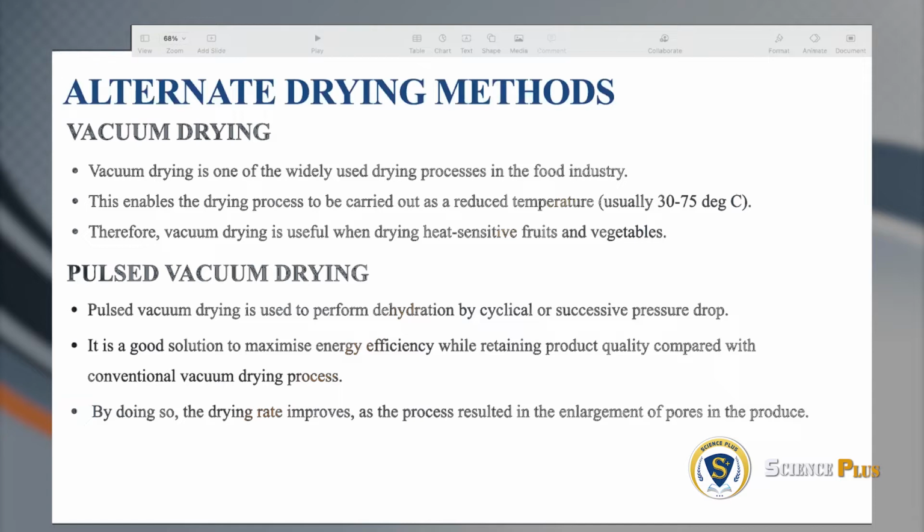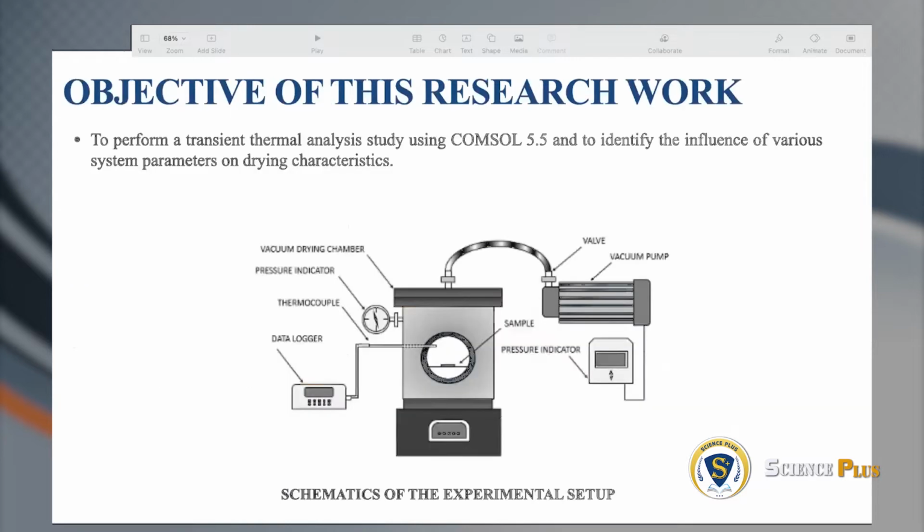Pulsed vacuum drying is a modified form of vacuum drying where the dehydration is achieved by cyclical pressure drops, which maximizes the energy efficiency of the overall process, and it also retains the food quality. This novel process gives an obvious improvement in drying rates in comparison to the continuous vacuum drying process. This slide shows the objective that we initially set for this part of the research, that is to perform a transient thermal analysis study using COMSOL and to identify the influence of various system parameters and drying characteristics. Also here you can see the experimental setup that we have fabricated for this research work.